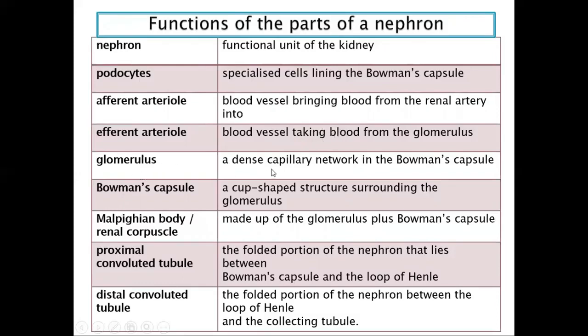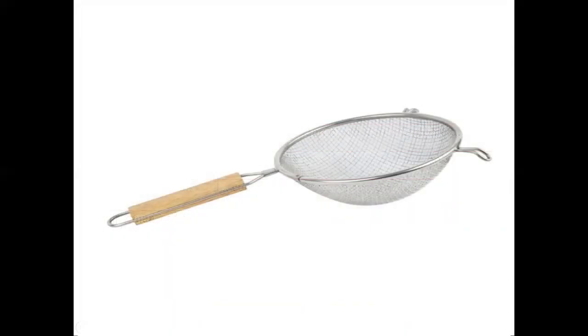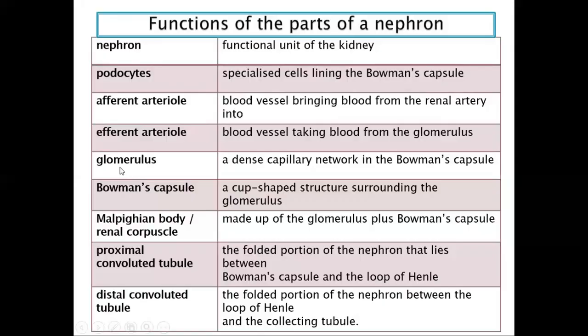Then you have the glomerulus. This is the dense capillary network in the Bowman's capsule. When the arteriole comes, it branches into small branches. I told you that it looks like a sieve. Yes, if you look at a sieve, this is how the glomerulus looks.